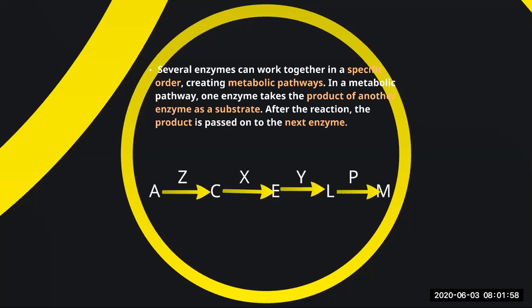I just want to tell you that these are the series of reactions which are taking place, in which a product of one reaction is acting as a substrate in the next reaction, and then the product of that reaction is acting as a substrate in the next reaction. So this is how metabolic pathways are created, and many enzymes are working together in a specific order, right? That's all about this slide.